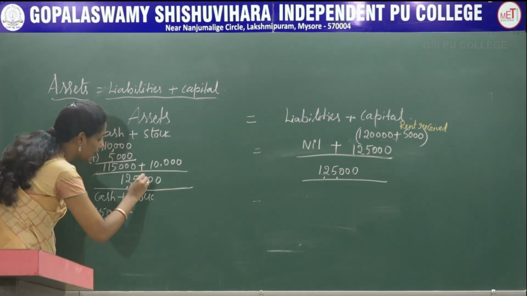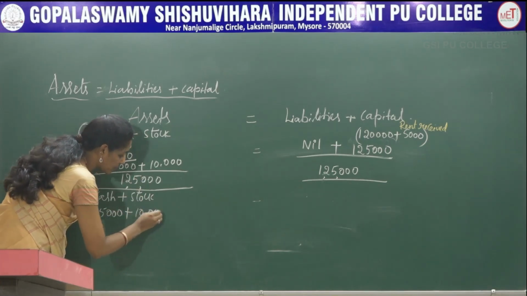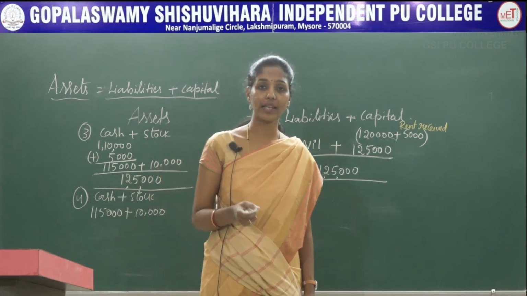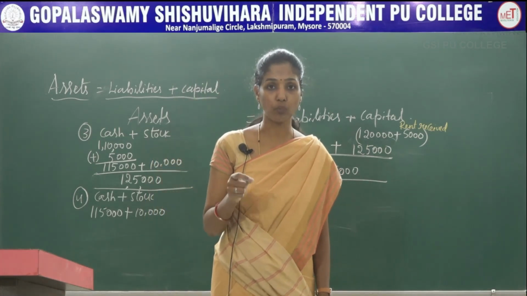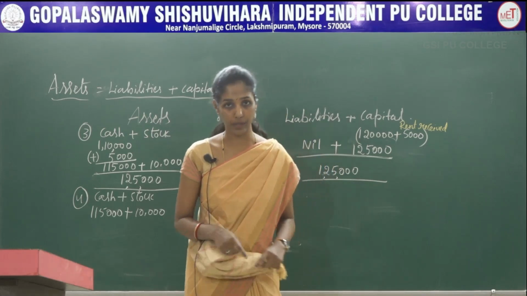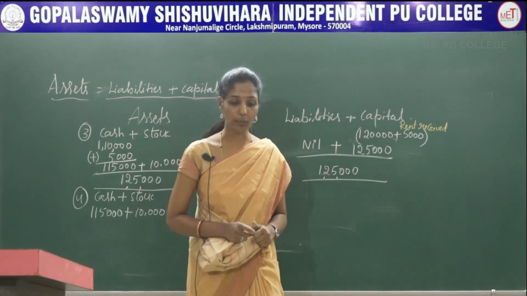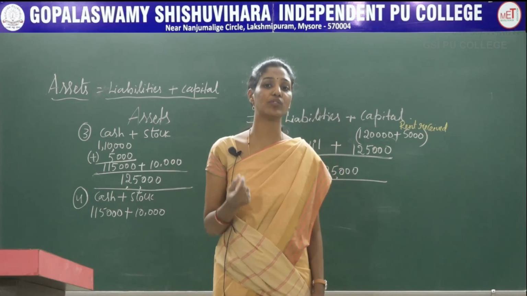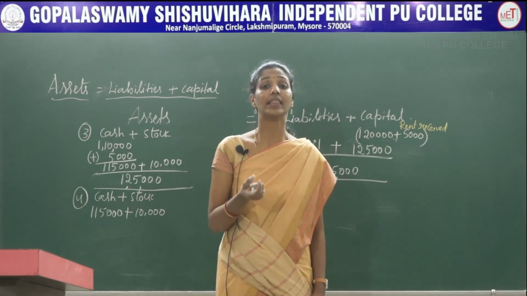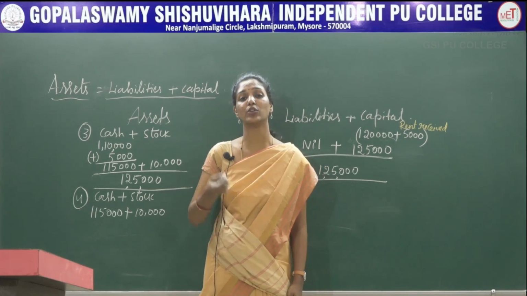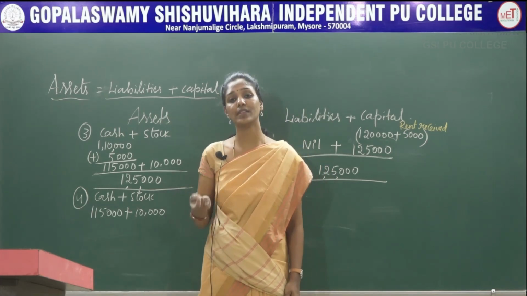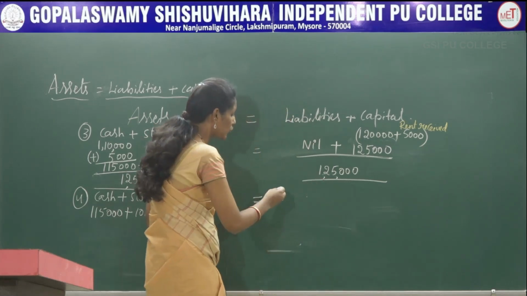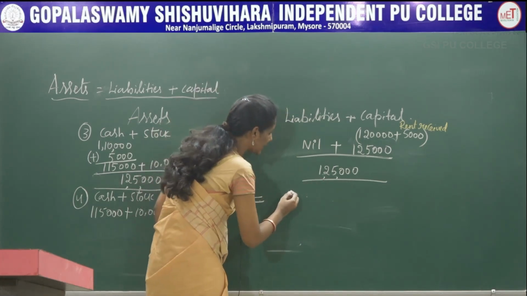1,15,000 plus stock 10,000. Outstanding salary means the amount of salary which is not yet paid to the workers in the current accounting period. So ಇನ್ನು current accounting period ಅಲ್ಲಿ ನಾವು ಸ್ಯಾಲರಿಯನ್ನ ವರ್ಕರ್ಸ್ಗೆ ಪೇ ಮಾಡಿಲ್ಲ ಅಂತ ಹೇಳಿದ್ರೆ ಅದನ್ನ ಔಟ್ಸ್ಟ್ಯಾಂಡಿಂಗ್ ಸ್ಯಾಲರಿ ಅಂತ ಹೇಳ್ತೀವಿ. Then it becomes liability to the business. So ಅದು ಬಿಸ್ನೆಸ್ಗೆ liability ಆಗತ್ತೆ.